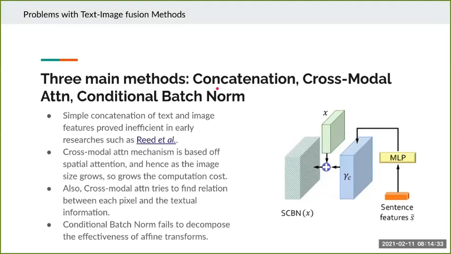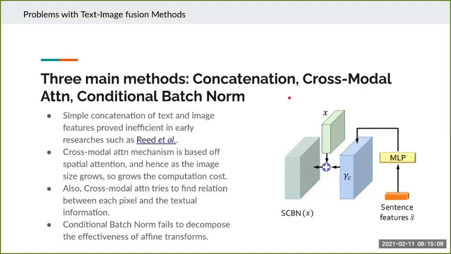Then the second problem mainly focuses on how the text and image information is fused together. Like in the basic StackGAN architecture, the noise along with the text information is concatenated together directly. That is something that they have called a very naive approach, a very basic approach, and as we have seen, it doesn't result in very pleasing or accurate images. So that is one way to do it that has been proposed earlier.